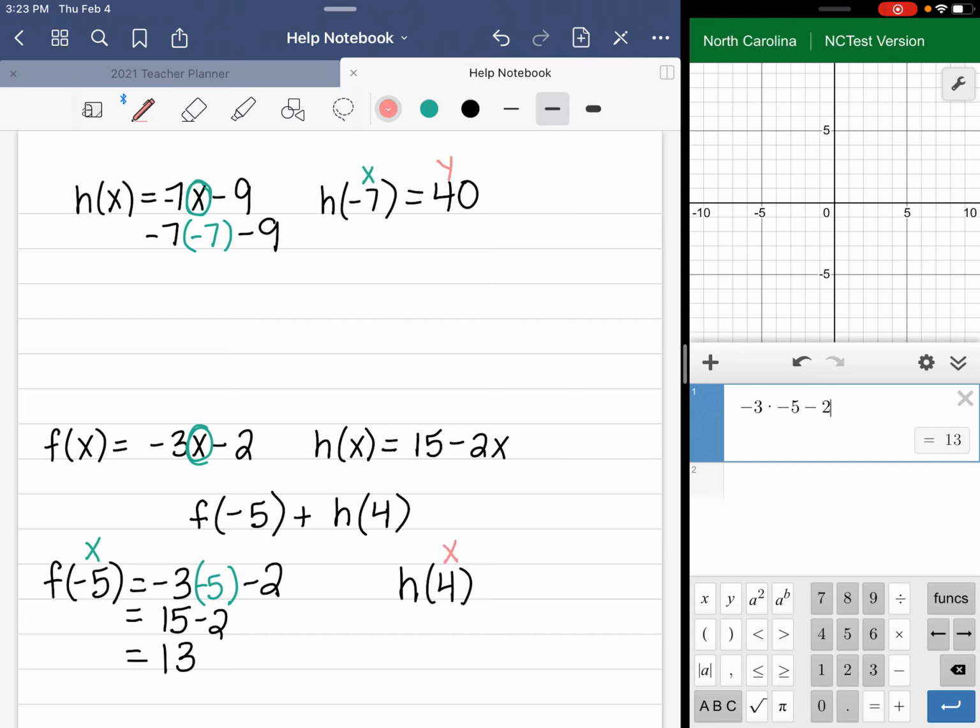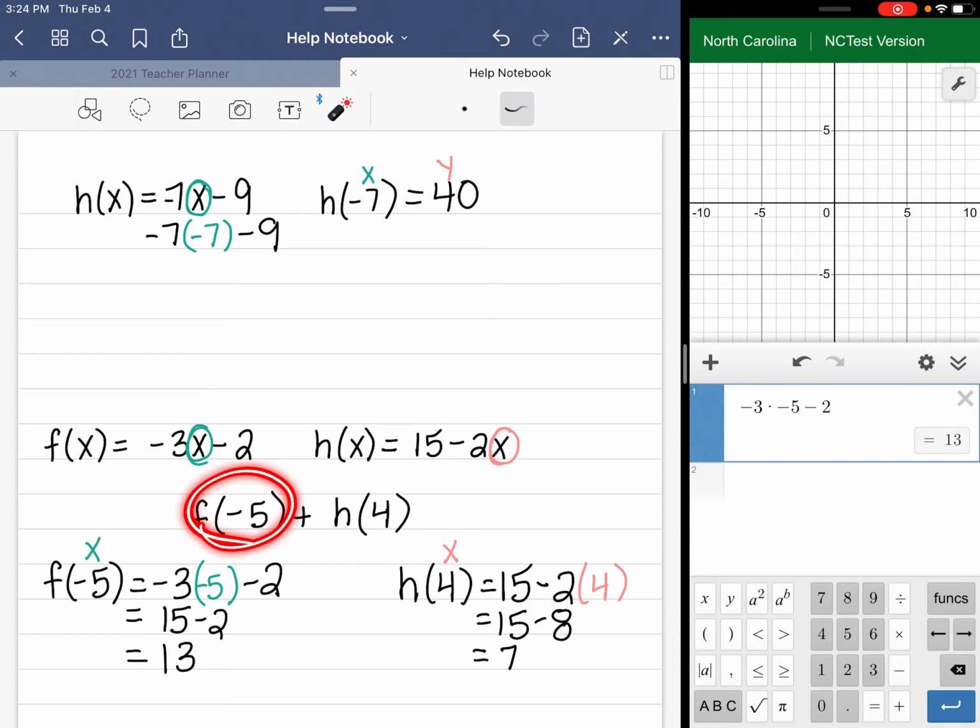All right, now I'm going to find h of 4. So h of 4, my input this time is going to be 4, but I'm going to put it in my h function. So I have my h function here. Okay, so we are going to put that 4 in the h function where the x is. All right, so I have 15 minus 2, and where x is, I'm going to input 4. And that's going to give me 2, and then 15 minus 8, which is going to give me 7.